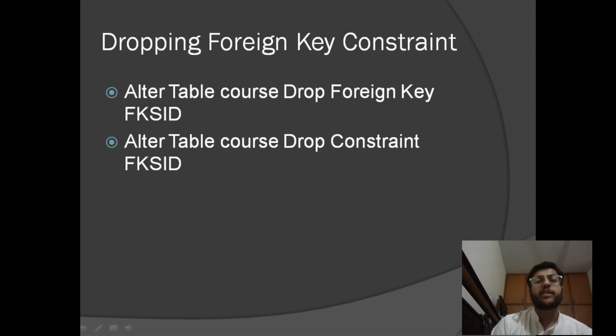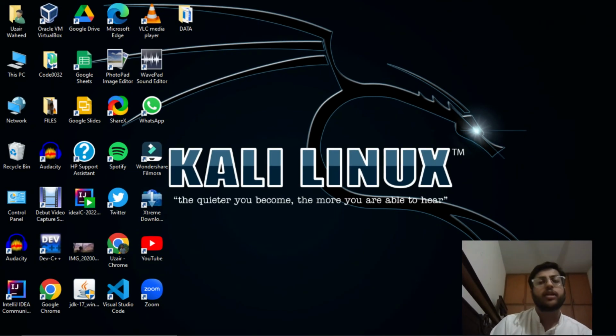Now how we can drop the foreign key constraint, we simply have to write alter table courses drop foreign key FKSID. Now what we are doing over here is we are giving the constraint that is foreign key and the name of that constraint that is FKSID, right? Similarly what we can do is we can write alter table courses drop constraint FKSID. Now over here we don't have to write the constraint type, we are writing the name of that constraint that is FKSID.